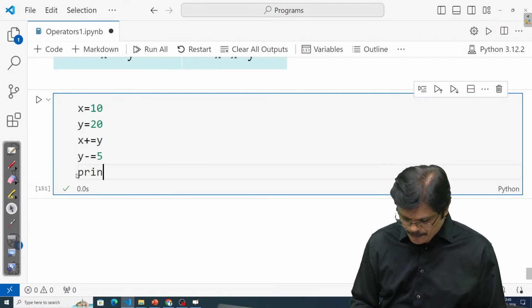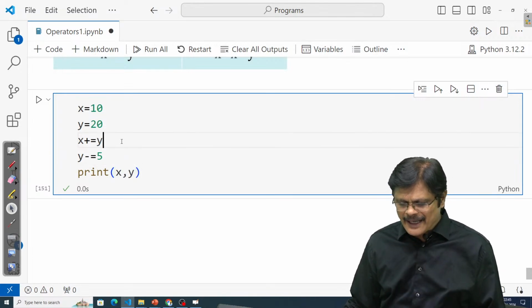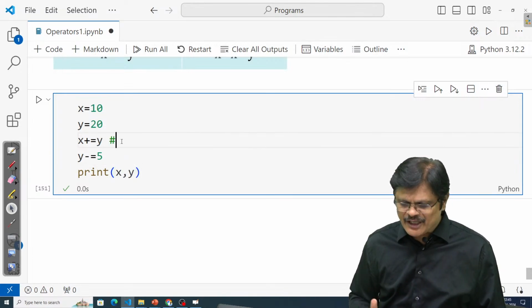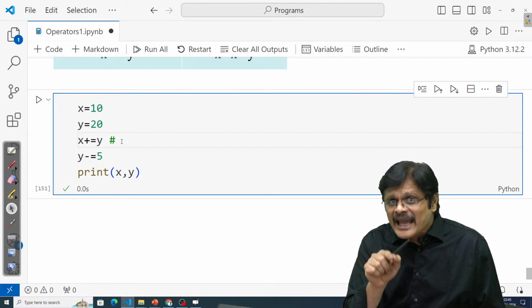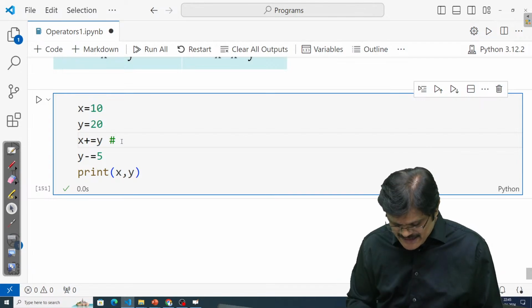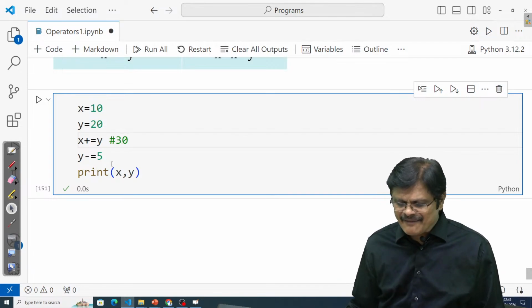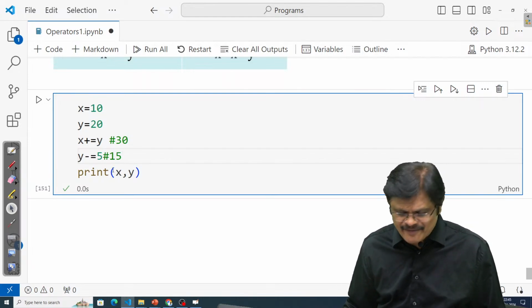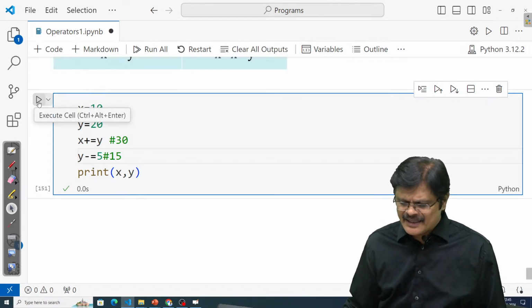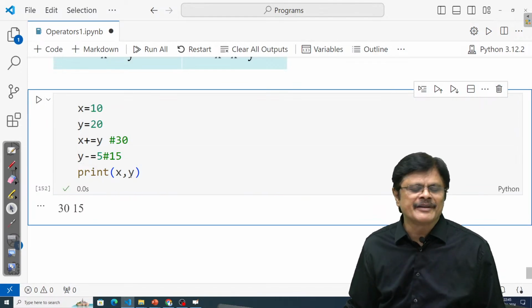So if you want to print the values of X and Y, what happens, sir? After this, it will be printing. So here what happens? What is the value of X now? X is equal to X plus Y. That is, X value is 10 plus 20, that is 30, sir. And here Y value is Y minus 5, that is 15. So if you print the values of X and Y, what is the answer here? 30 and 15 will be printed.